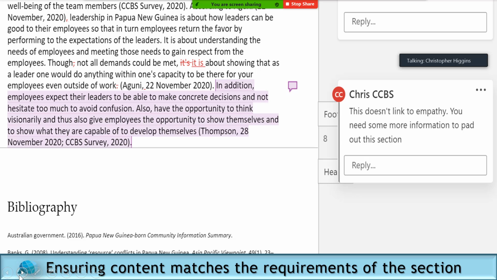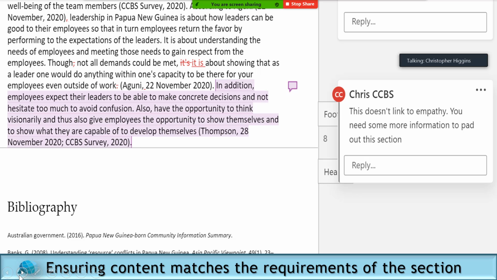So at the end here, we have, in addition, employees expect their leaders to be able to make concrete decisions and not hesitate too much to avoid confusion. Also have the opportunity to think visionarily, and thus also give employees the opportunities to show themselves and to show what they are capable of to develop themselves. Now, maybe a tiny bit at the end starts to hint towards the fact that that might link to empathy, but it's not clear, and certainly the first half of the 2-3 sentences don't link.